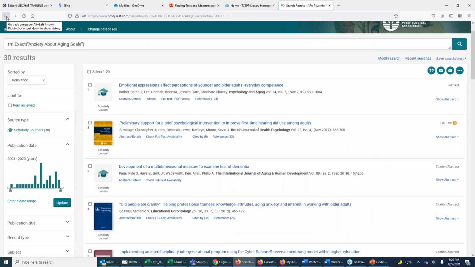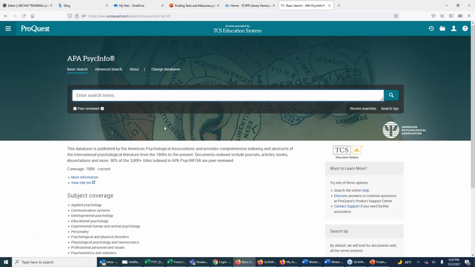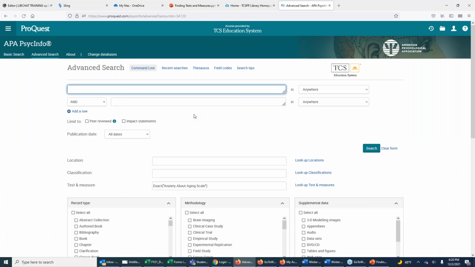Any questions so far? PsycInfo is probably one of the better databases when it comes to finding tests or measures. So if the concept that you want to measure has anything to do with psychology, this is definitely the go-to database.